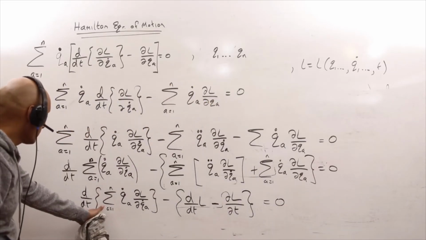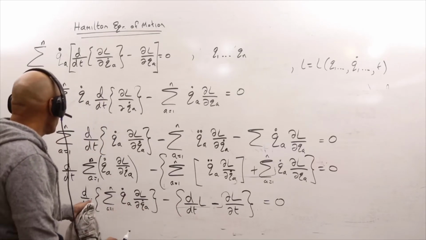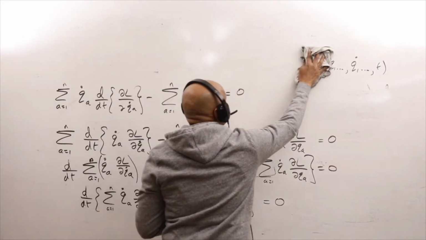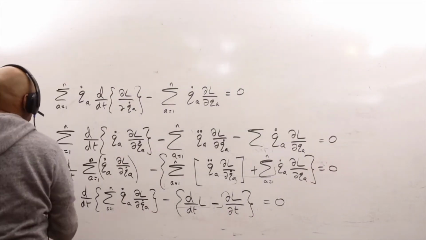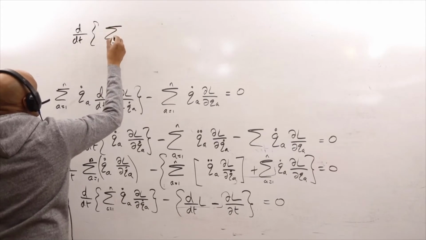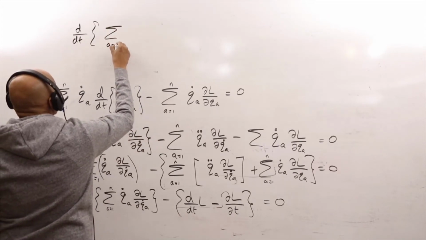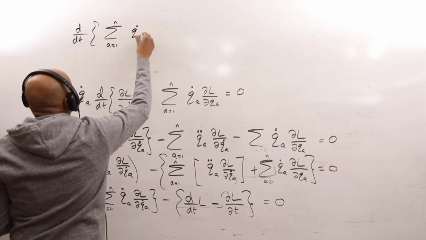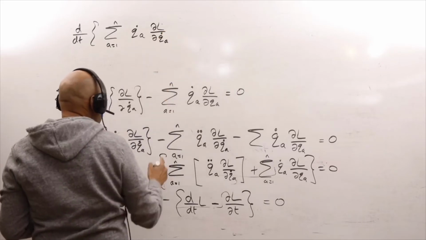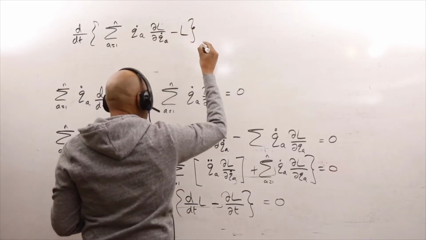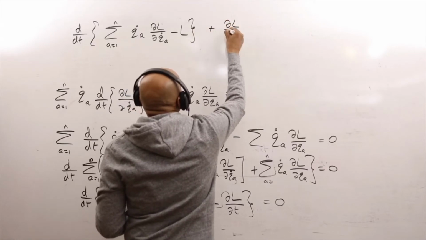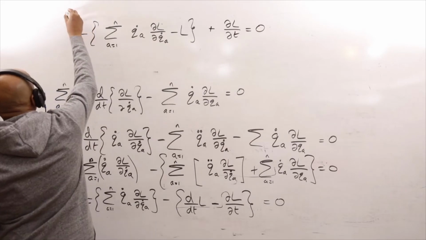So you notice that there's a summation over here, and there's a derivative on this side, so I'm going to pull out the derivative, and I need to start erasing something, so let me erase the top. So we're left with the derivative of time of the summation of A taken from 1 to n of Q dot A partial of L with respect to Q A dot, and then the minus L. And then there's a minus minus, that becomes a plus. The partial of L with respect to time is equal to 0. And this is what I want to look at.